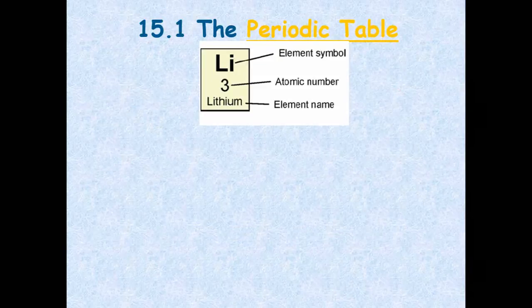On to the periodic table. So you've seen this before. There's lithium. It's got this atomic number 3, which means it's got 3 protons in the nucleus, and the element named lithium.